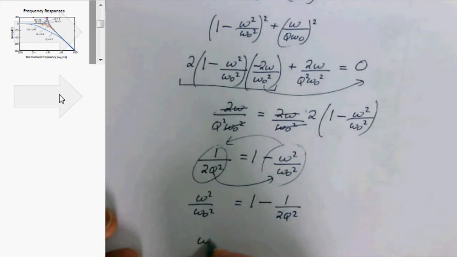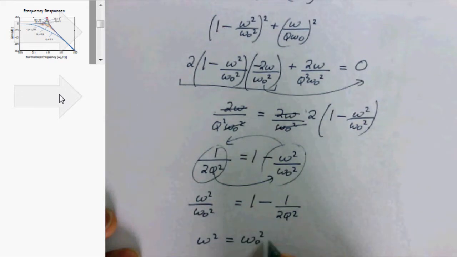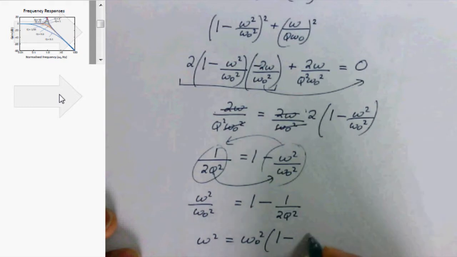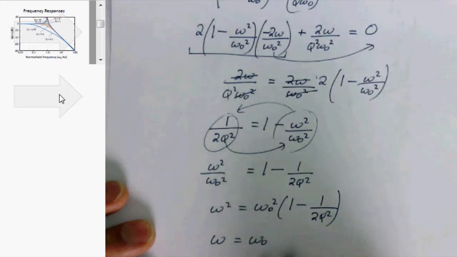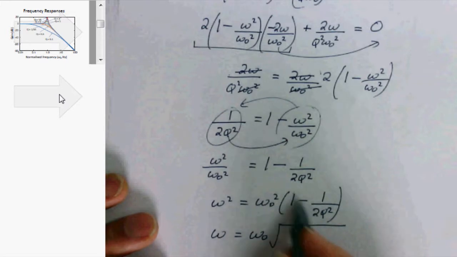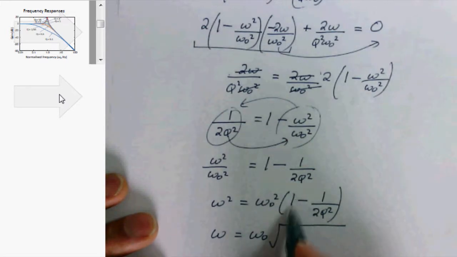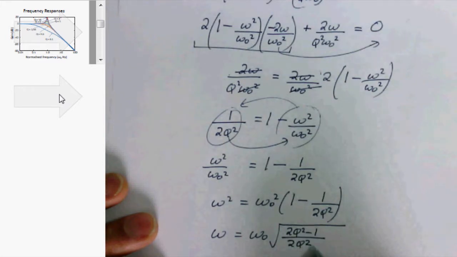In other words, omega squared equals omega naught squared times 1 minus 1 over 2Q squared, or omega equals omega naught times the square root of, and I could express this term by taking the 2Q squared up to the top as well, so it's 2Q squared minus 1 over 2Q squared.